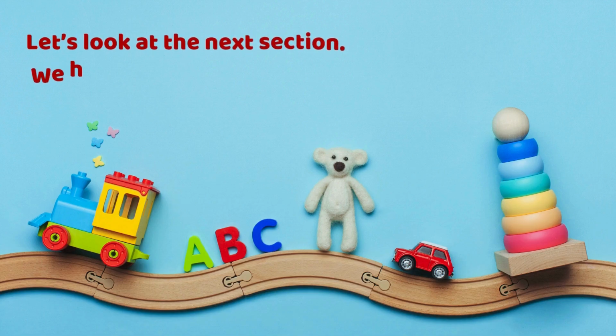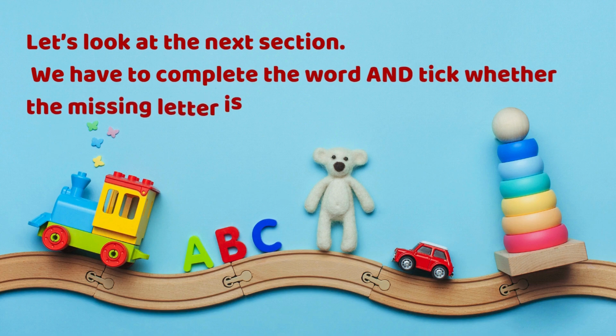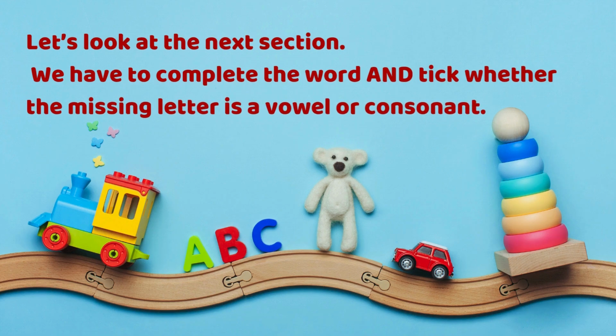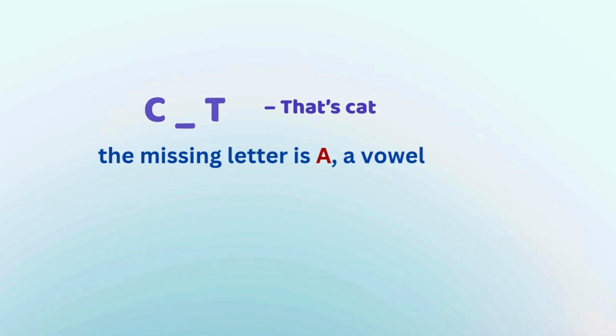Let's look at the next section. We have to complete the word and tick whether the missing letter is a vowel or a consonant. C space T. That's cat. The missing letter is A. It's a vowel.